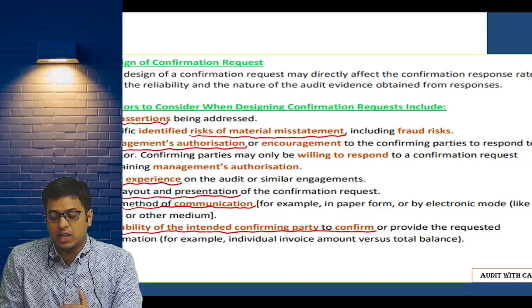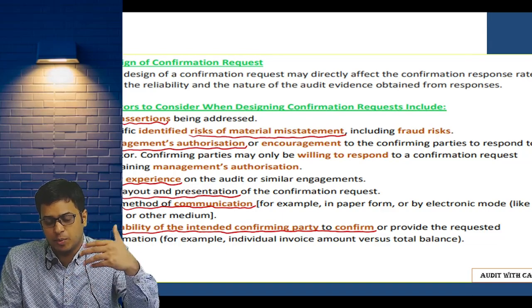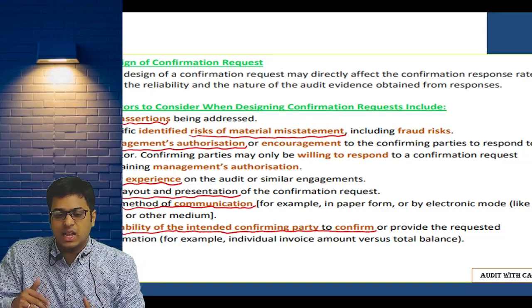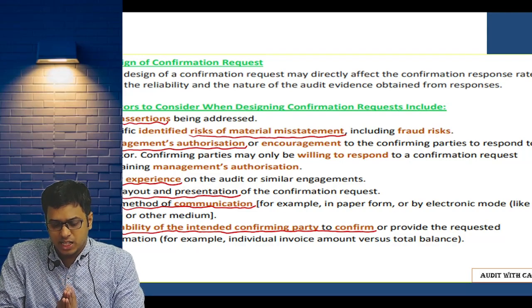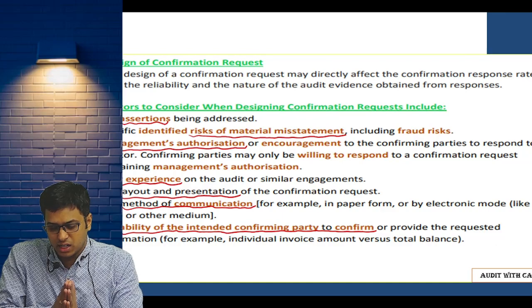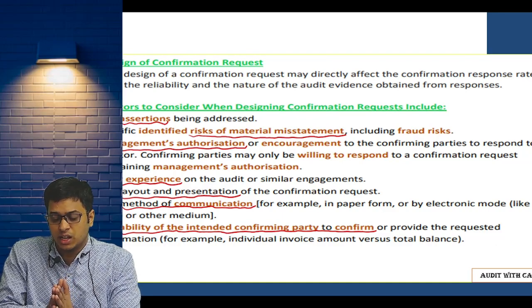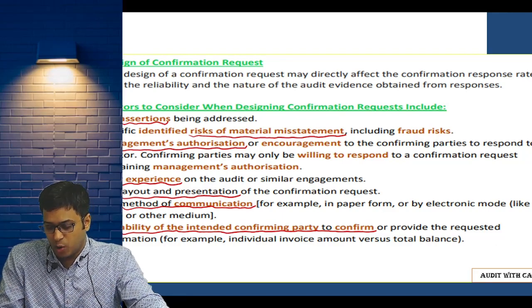And finally, auditor will look at the ability of the intended confirming party to confirm, whether he has the ability to confirm or not. That is what we are looking at in this part. That is basically this point. That is your second, the factors to consider while designing confirmation request. Important answer if you ask me.